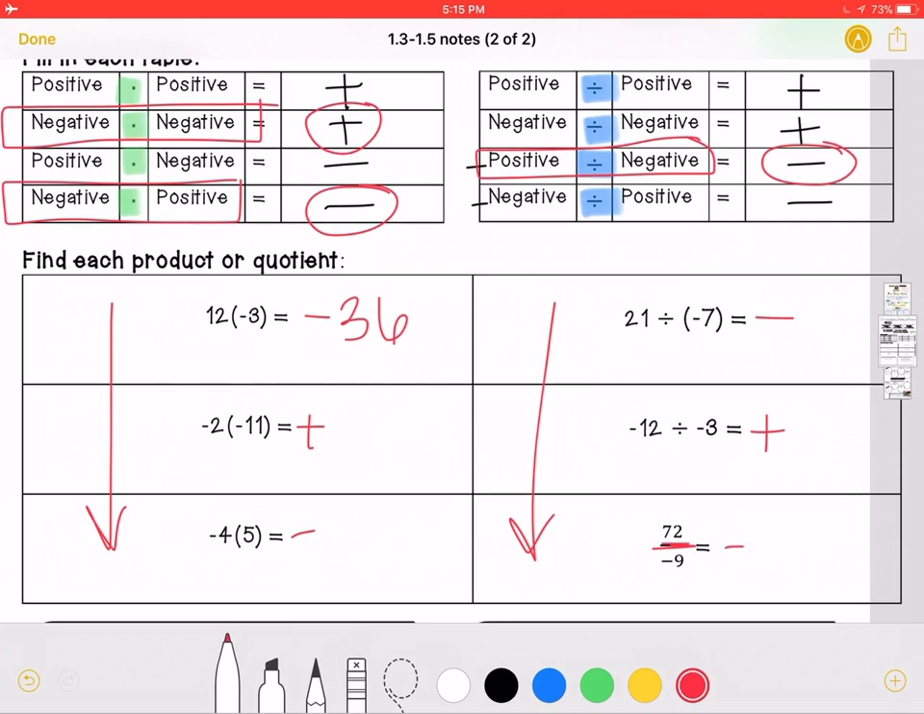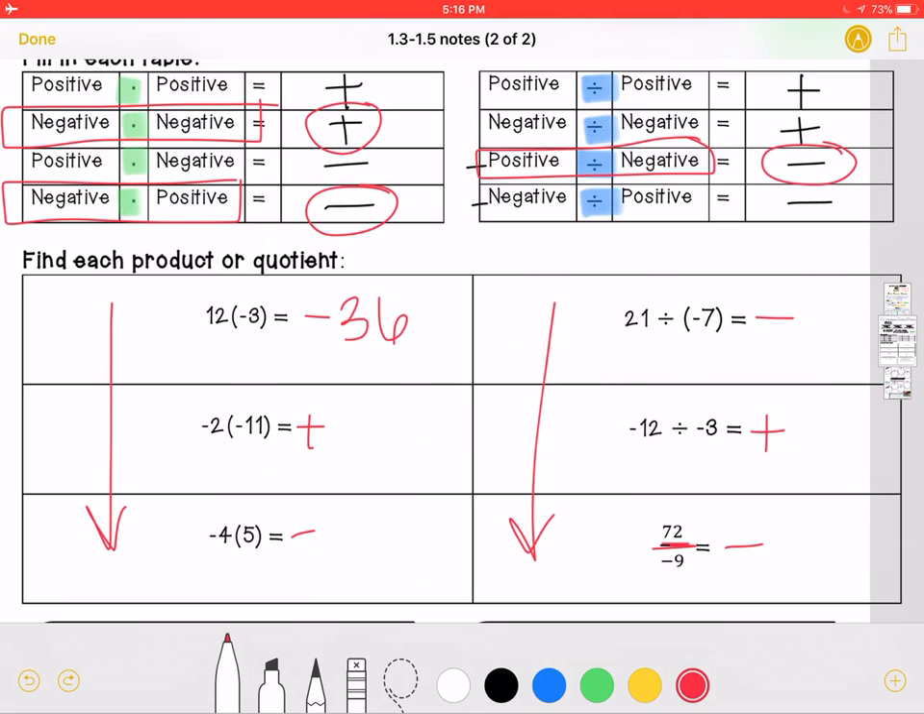Hopefully you're saying it's negative. Now what I want you to do, pause the video, go back and actually do the math. Give me my answers for all of these. When you're done, press play. Okay, welcome back. Let's go over this.